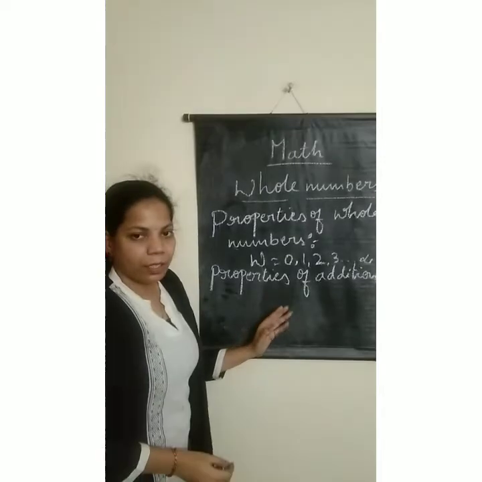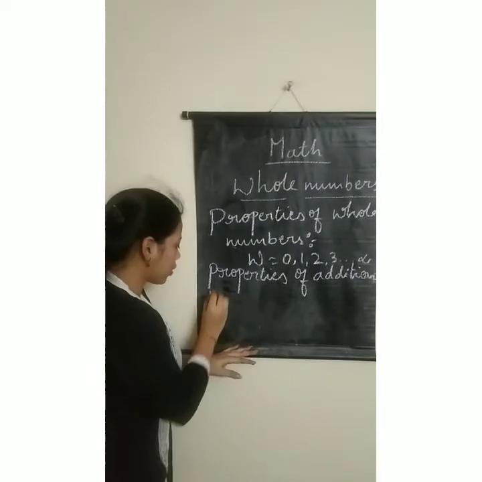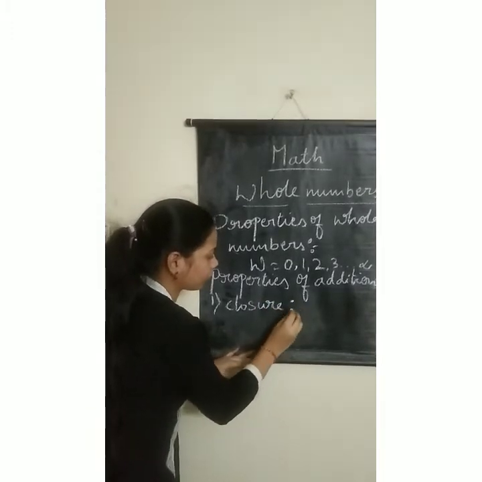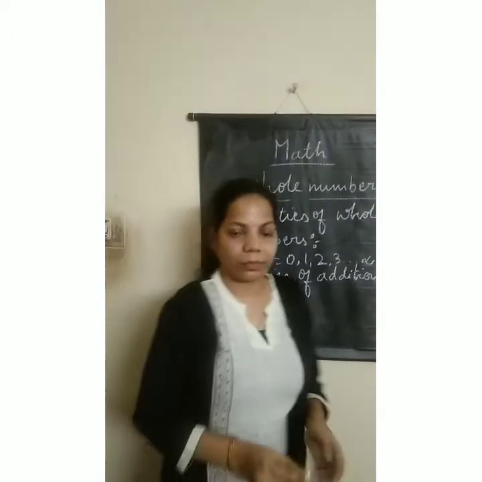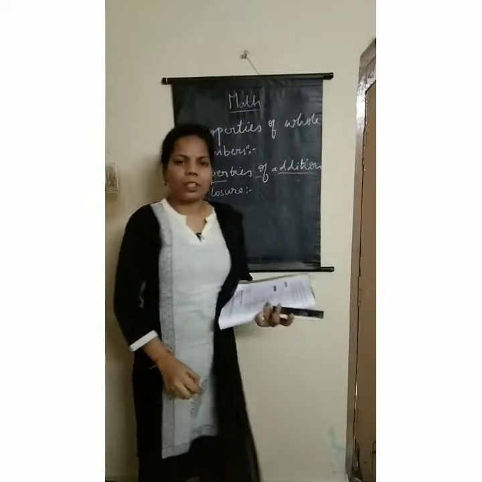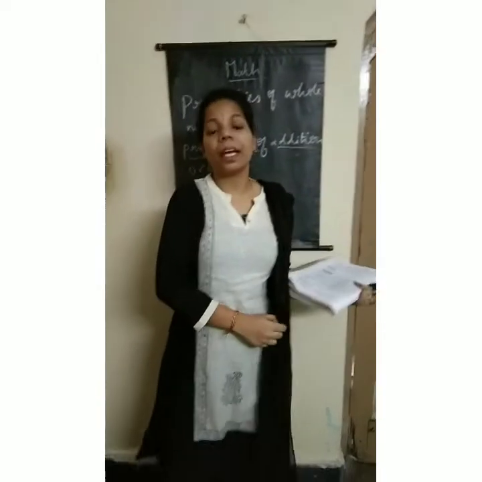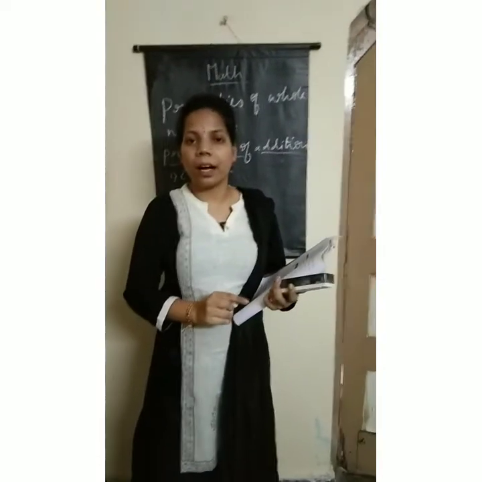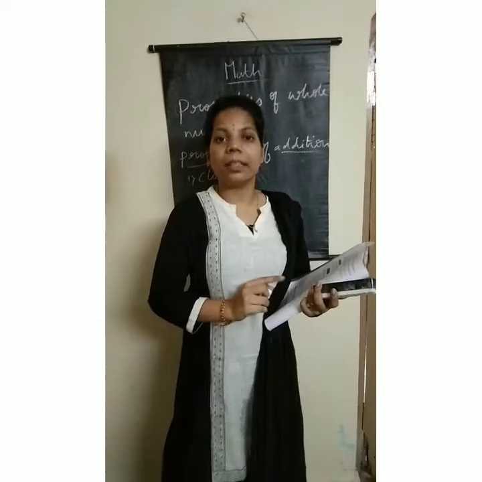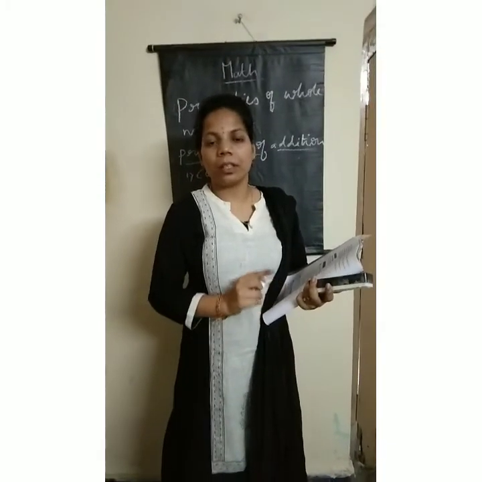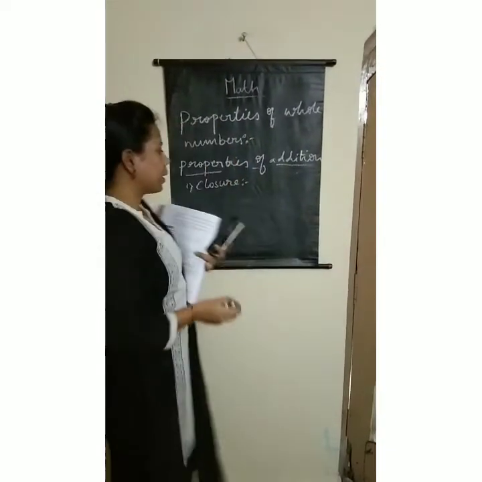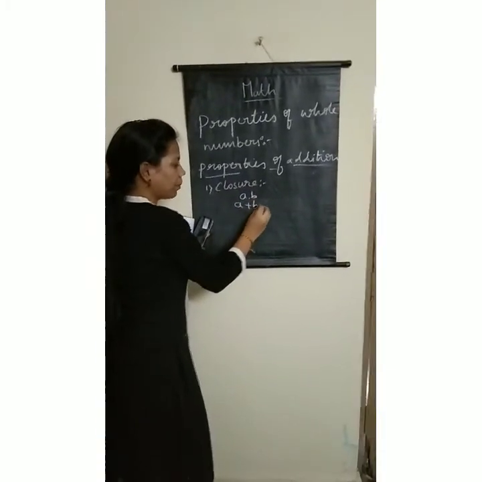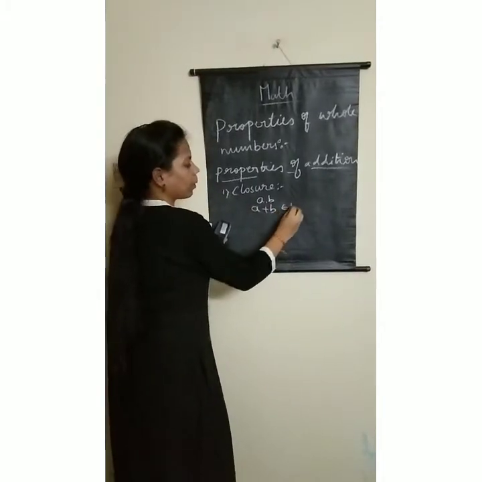In properties of addition, the first property is closure property. Closure property is nothing but if A and B are two whole numbers, then their sum is also a whole number.